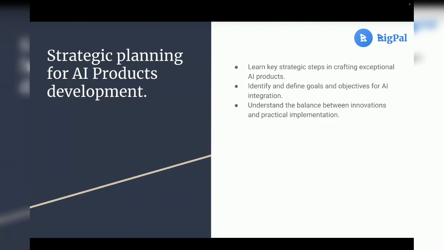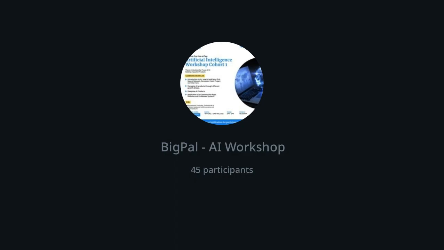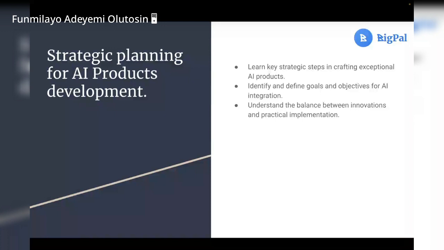So yeah, strategic planning for AI product development. I already talked about learning key strategic steps in crafting exceptional AI products. You need to identify and define goals and objectives for AI integration. You need to understand the balance between innovation and practical implementation. I'll talk more about this, understanding the balance between innovation and practical implementation. So let me talk about that.